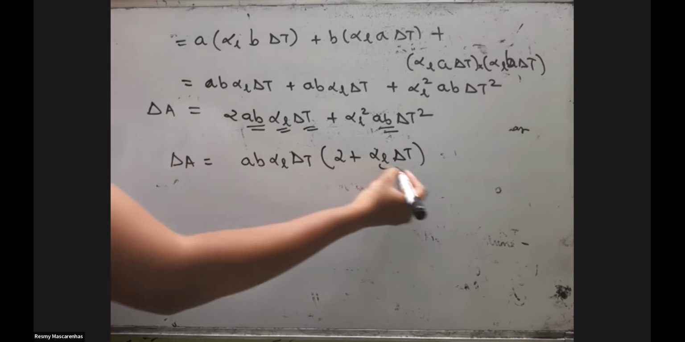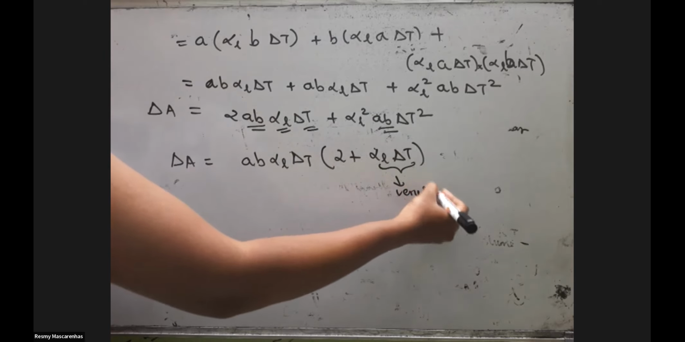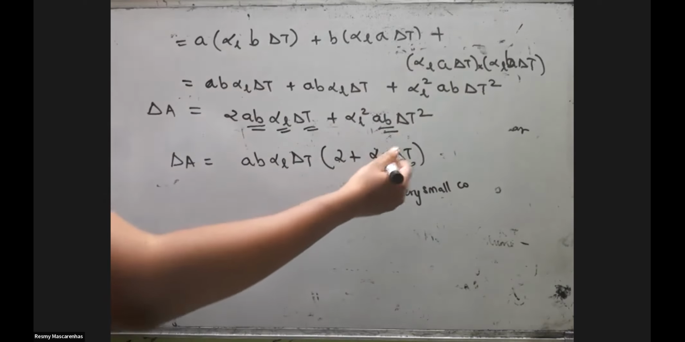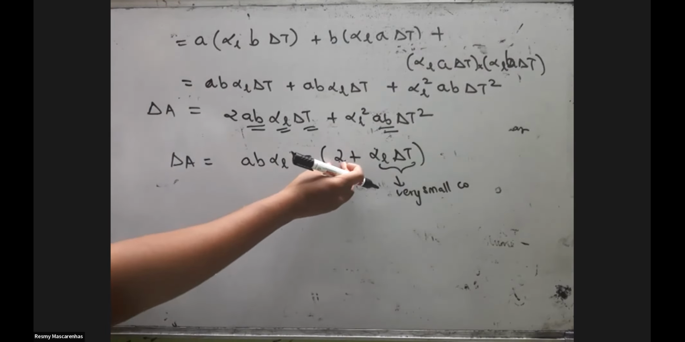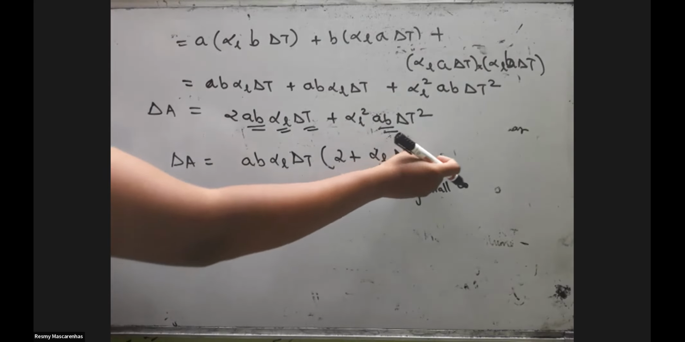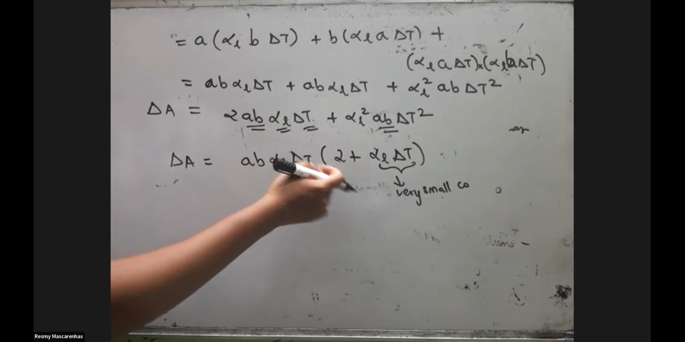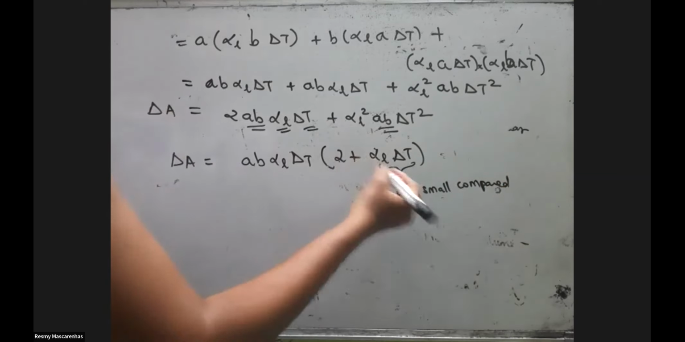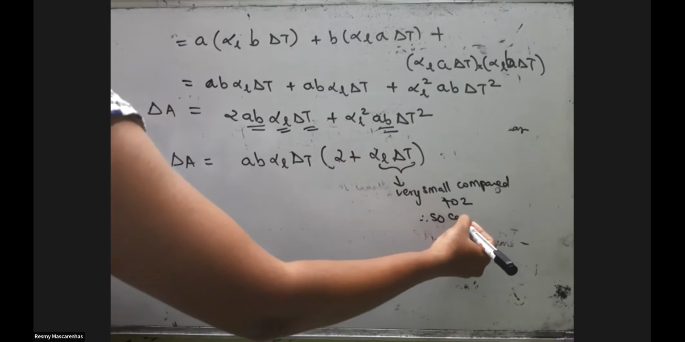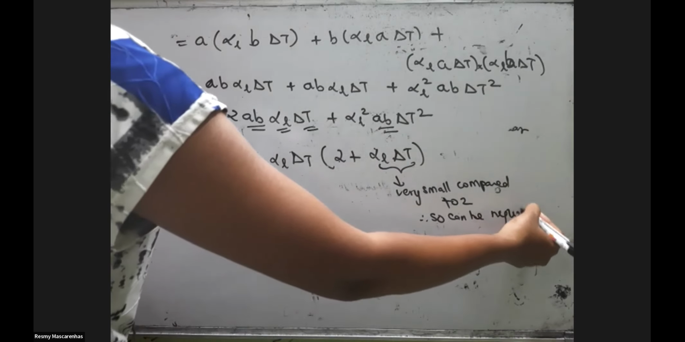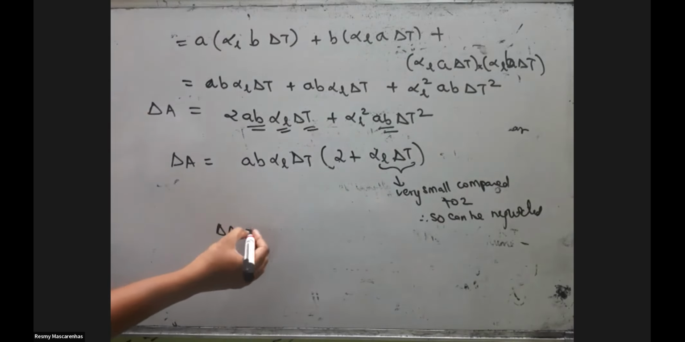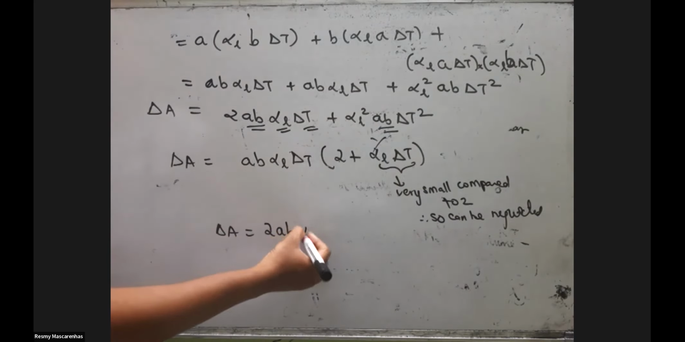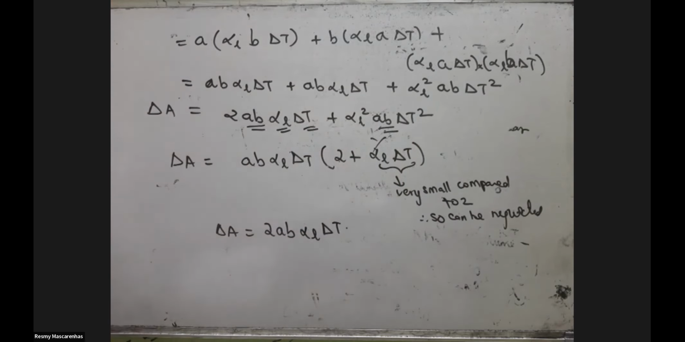So now over here this value is very small compared with 2, because this will be something like 0.00001, a very small change, and 2 is comparatively a big number. So if you are adding an extremely small number to this 2, it won't make much difference. It's very small compared to 2, so it can be neglected. That's why this part we can neglect. So 2 AB alpha L delta T.